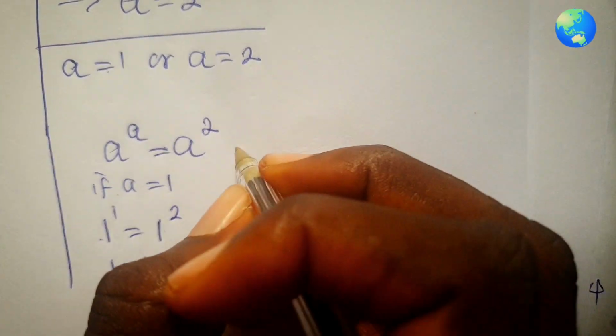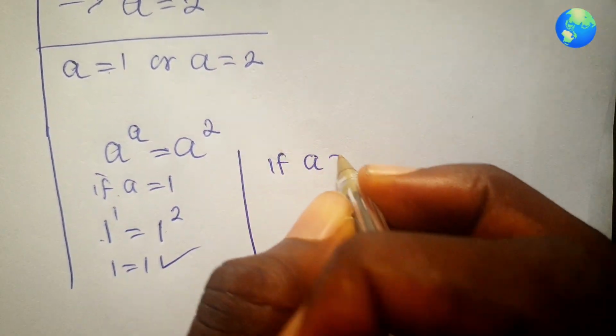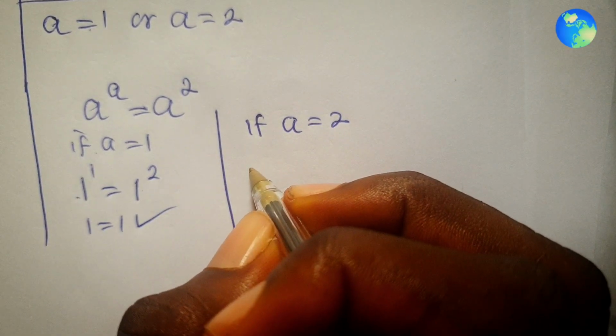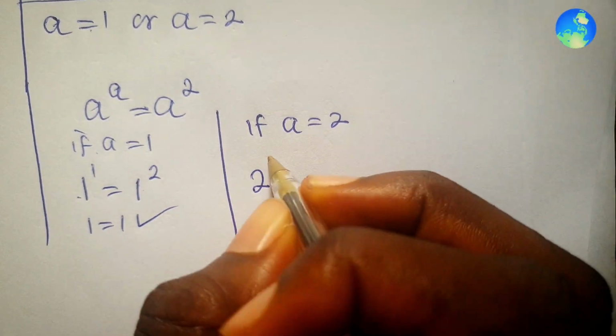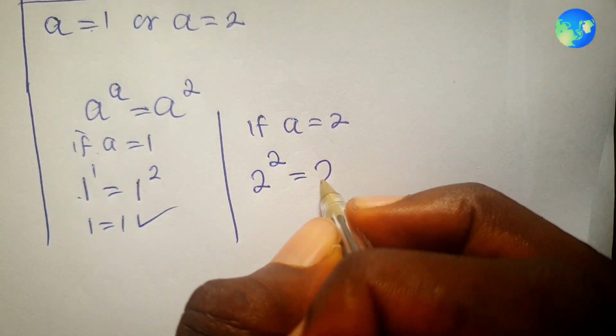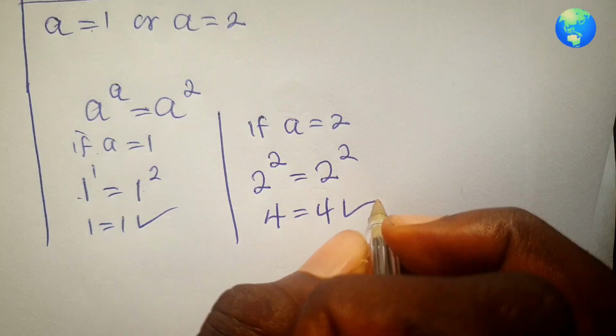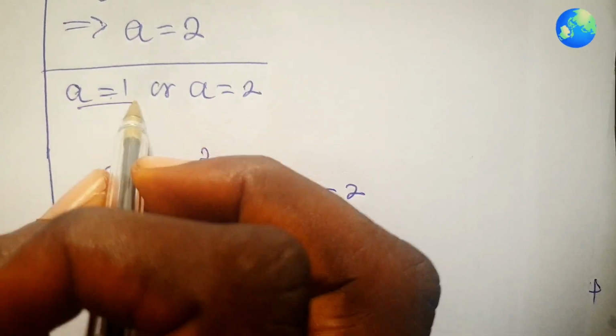Now what if a equals 2? Can we do the check? Yes. For the checking, we have 2 power 2 equals what? 2 power 2, which means 4 equals 4, checked as well. That means these two results are valid.